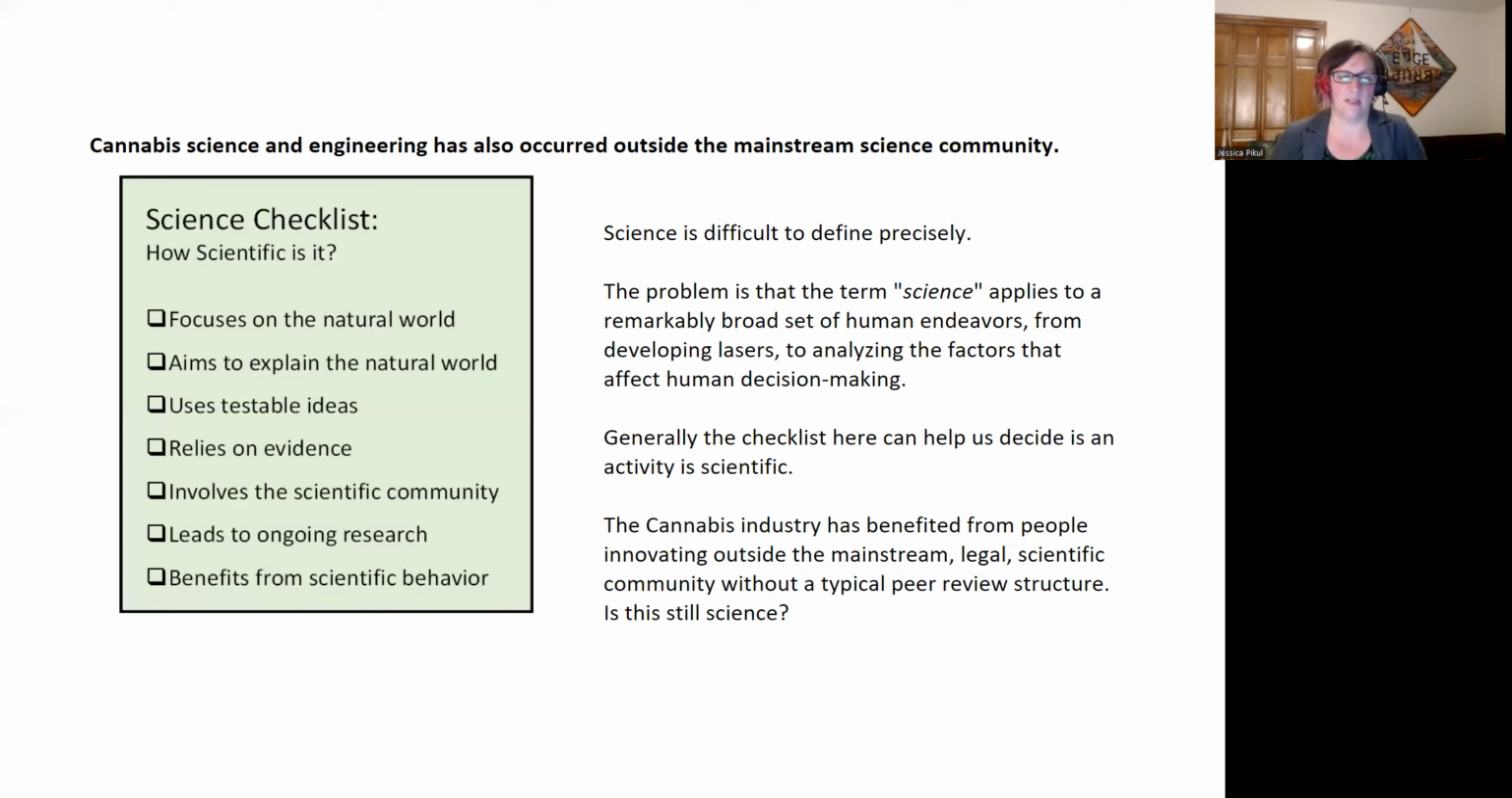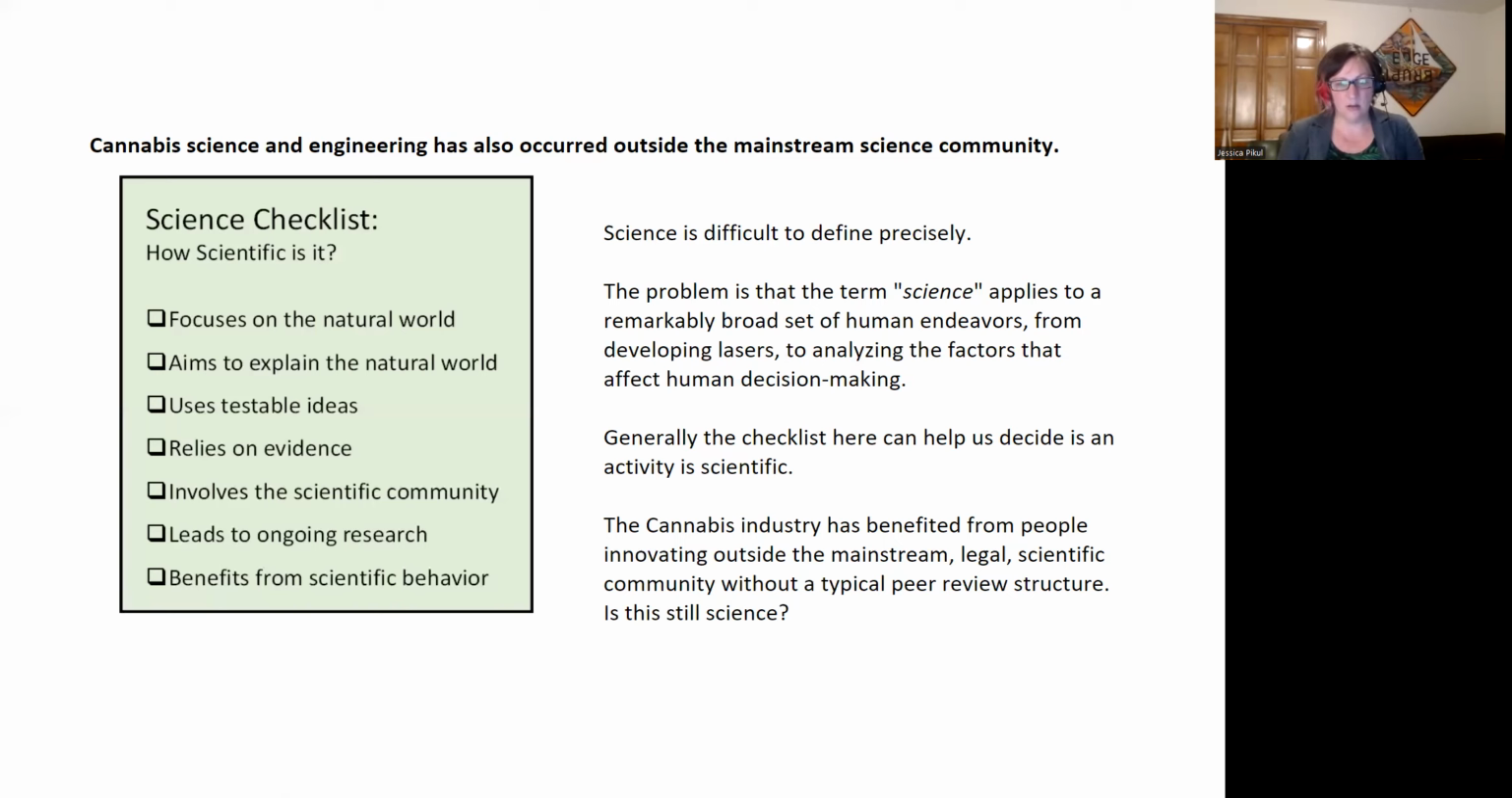That's the one I think is interesting. Leads to ongoing research and benefits from scientific behavior. So the one that stands out the most is the involves the scientific community. And typically we think of this as, you involve the scientific community by publishing your research in a journal where it can be peer reviewed by other scientists in your field. And then it's available for everyone to read and give feedback on and try to reproduce your results. And that process of peer review is something that takes place in a legal framework for lab science.